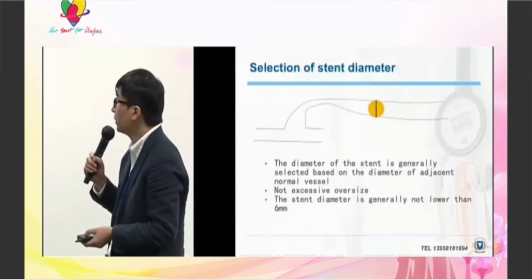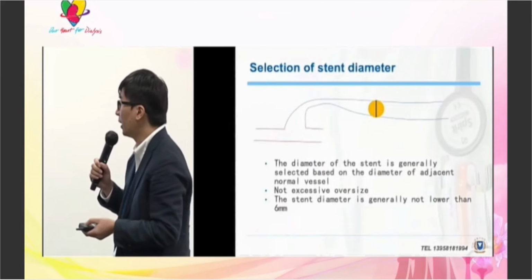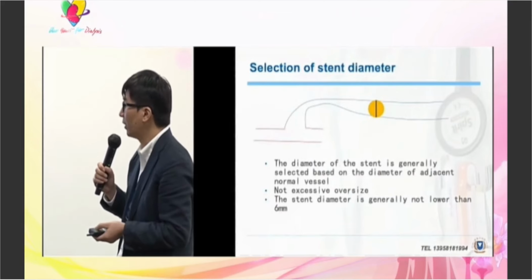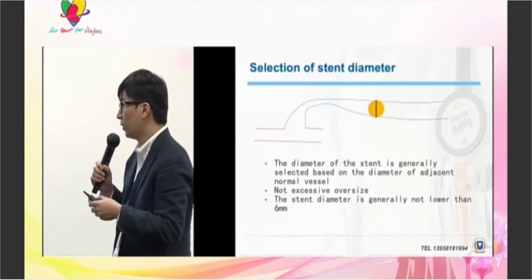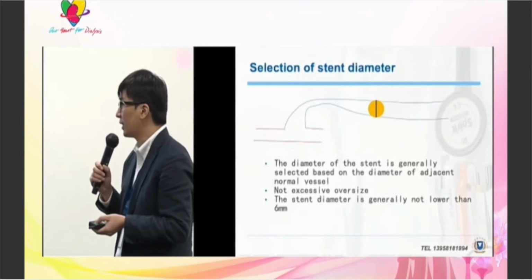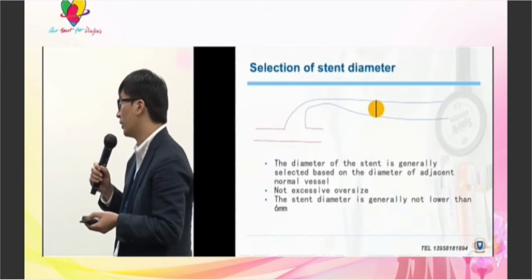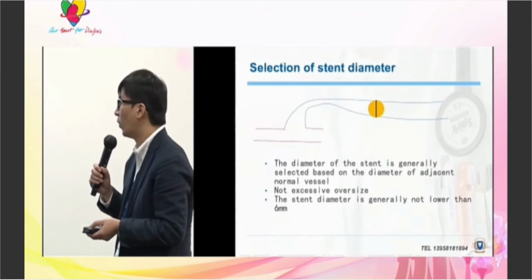How to choose the diameter? The diameter is generally based on the diameter of the adjacent normal vessel, not excessively oversized, but it also should not be too small. It should not be less than 6 millimeters.